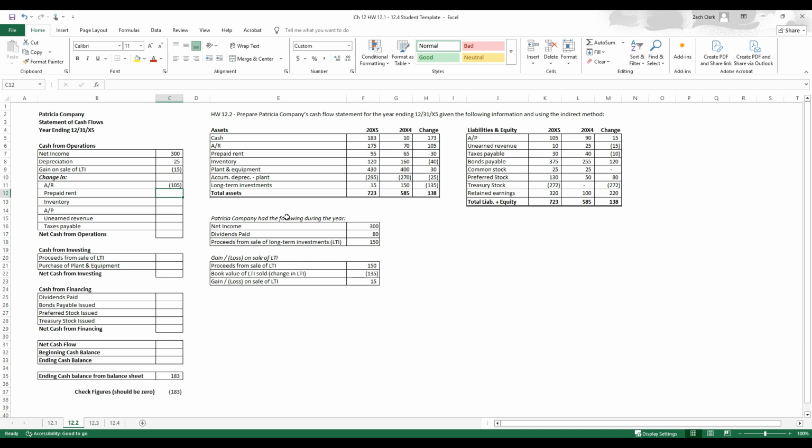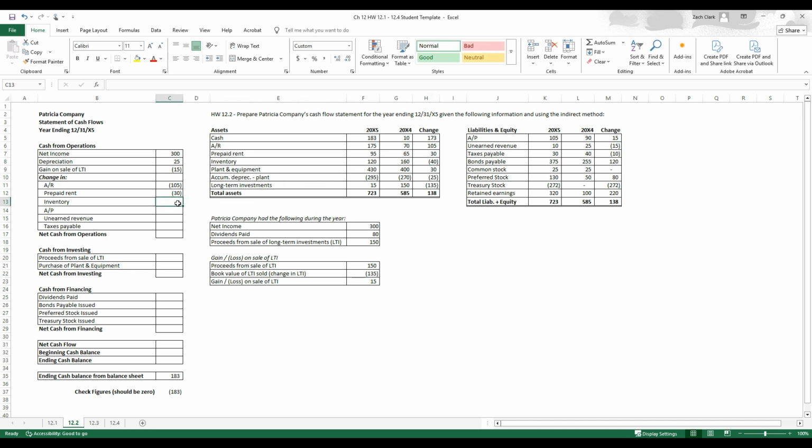Okay, prepaid rent went up, and just like with AR, it's an asset. So that one makes sense to me too. With prepaid rent going up, remember when we pay for prepaid rent, a year of rent or whatever it would be, that is a cash outlay to increase that balance of prepaid rent. So it's pretty easy to deduce through logic that this is a cash reduction, because we actually had to pay cash to increase prepaid rent.